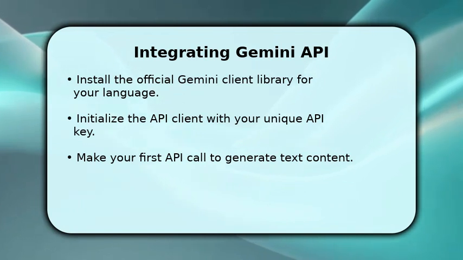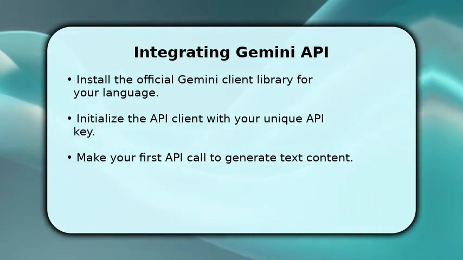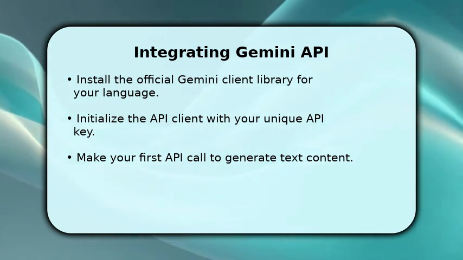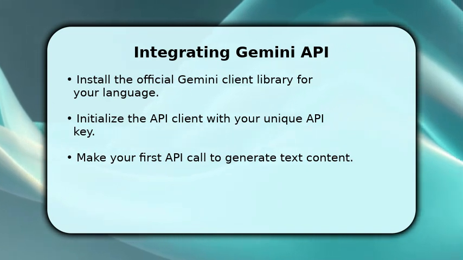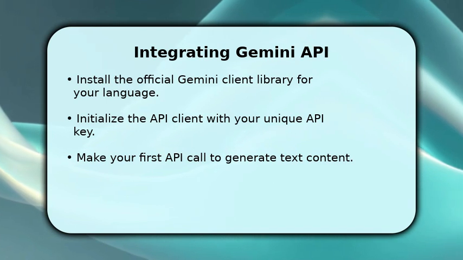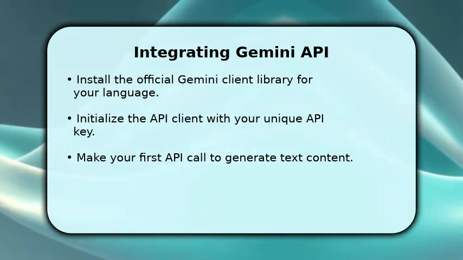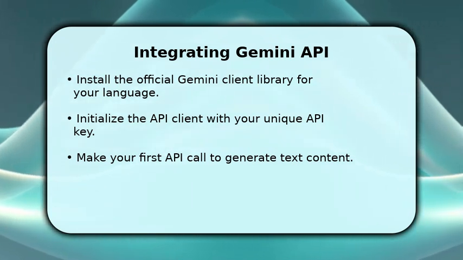Now that you have your API key, let's integrate it. You'll install the official Gemini client library, available for several popular programming languages. Next, initialize the API client using your unique API key, which authenticates your requests. Finally, we'll make a simple API call to generate text, demonstrating the basic request and response structure. This will be your foundation for more complex interactions.